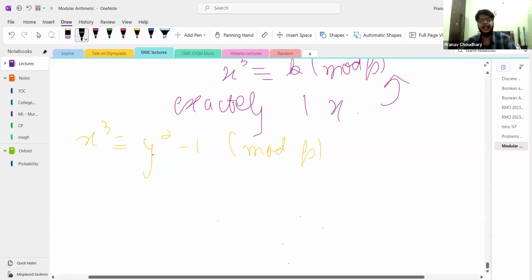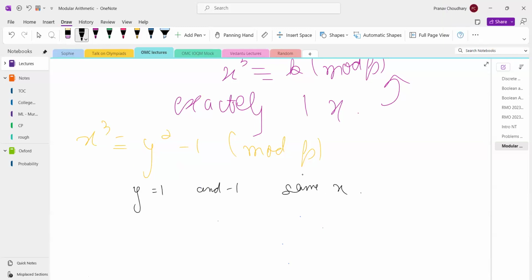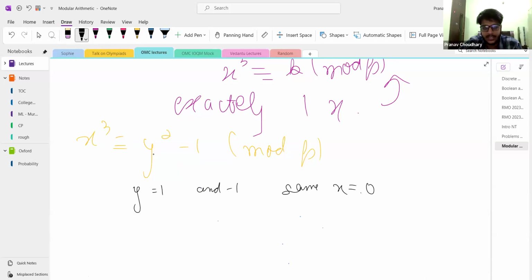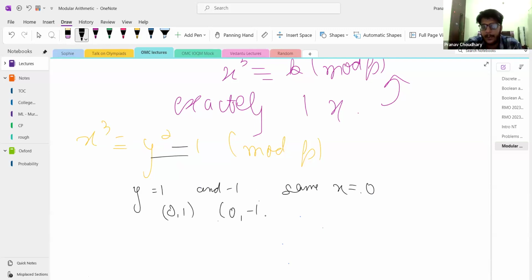See, you are misunderstanding it. You are saying for y equals 1 and minus 1, I'll have the same x as solution, right? It will be x equals 0 because this is just 0, right? Also, it should be y square plus 1 here. Well, let's just say it was y square minus 1. That does not change our argument. But notice that these are two different solutions, right? (0, 1) and (0, minus 1). Why will you count them as the same solution?